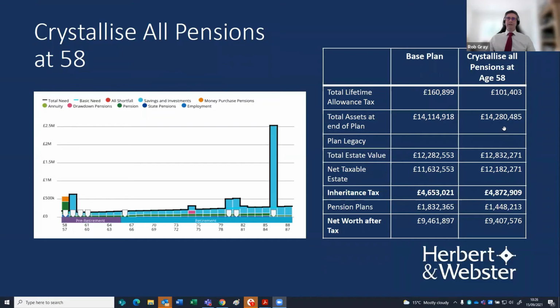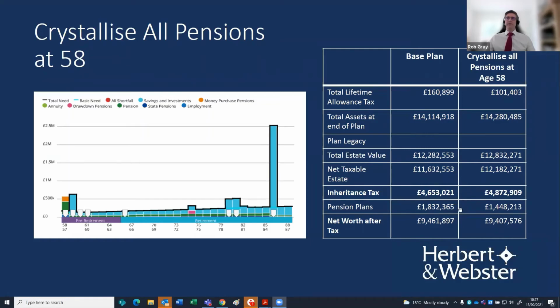Again, total assets at the end of the plan is slightly higher, but his total estate value at the end of the plan is then significantly higher than it would be under the base plan, which means that his net taxable estate at the end is also quite a lot higher, which means that the inheritance tax is much higher as well come the end. And that's mainly because we've crystallised his defined contribution pensions early. The lump sums that they've generated had just gone into savings, which are not shielded from inheritance tax.